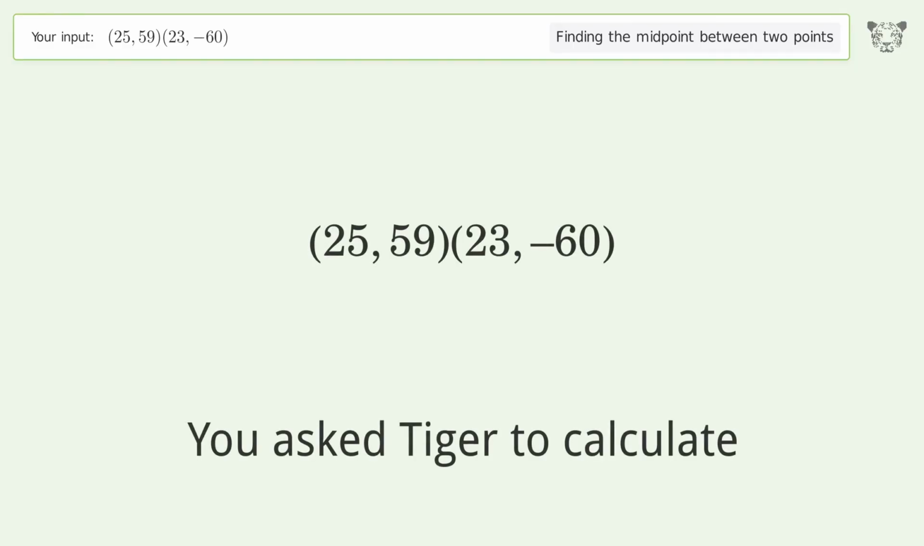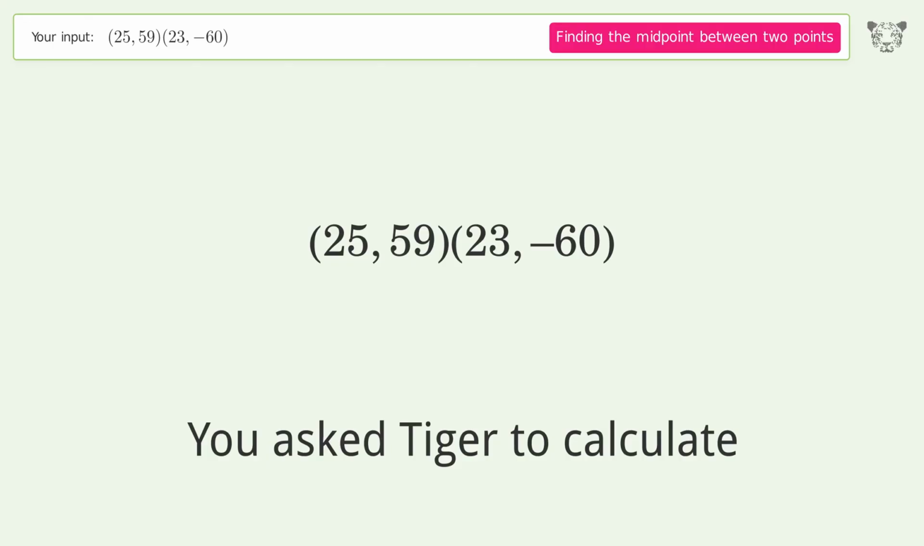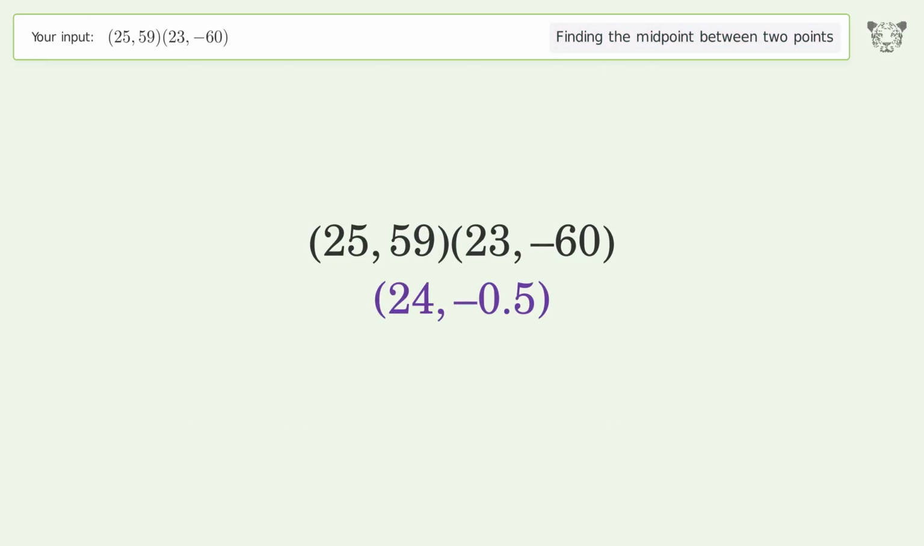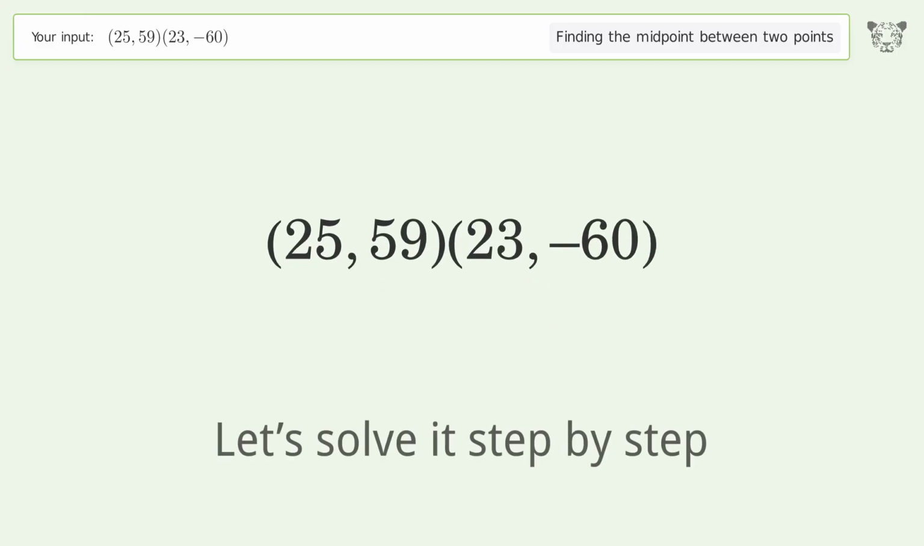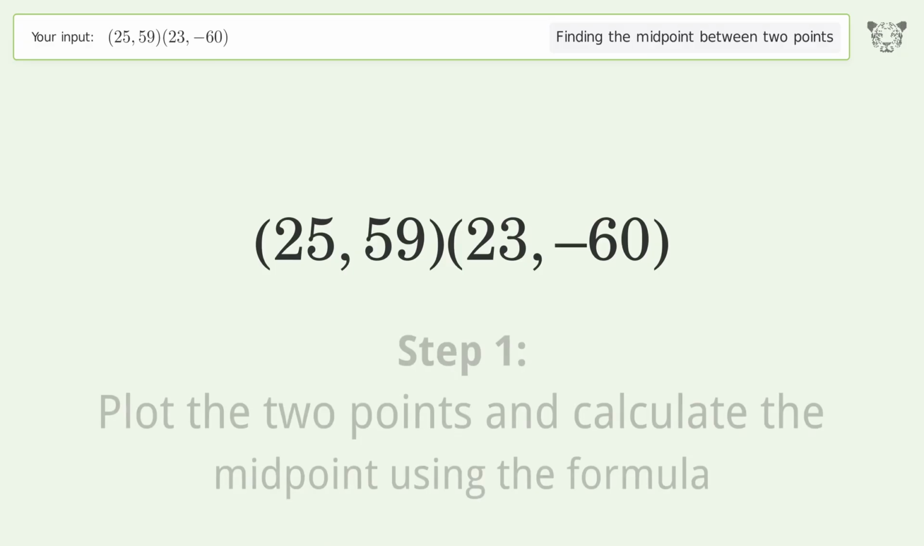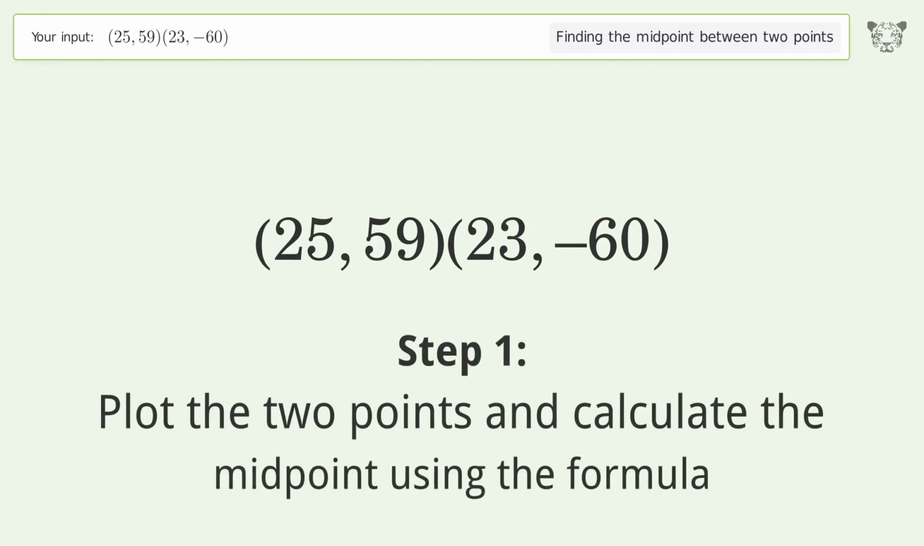You ask Tiger to calculate. This deals with finding the midpoint between 2 points. The midpoint between the 2 points is 24, negative 0.5. Let's solve it step by step. Plot the 2 points and calculate the midpoint using the formula.